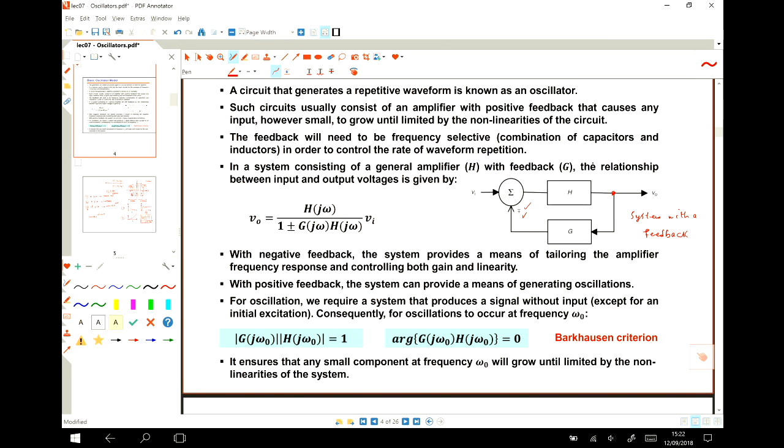But if we write down the transfer function of the whole system, I mean the system with the feedback, we can see that the output relating to the input comes from this formula, H(j omega) divided by 1 plus or minus H(j omega) times the feedback. If your feedback is negative, then this sign is positive. If your feedback is positive, then this sign is negative. You can write it down by yourself and see whether this is correct or not. Okay? So with negative feedback, the sign is positive. With positive feedback, the sign is negative.